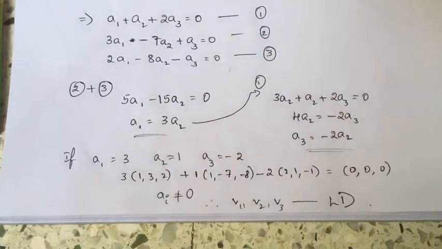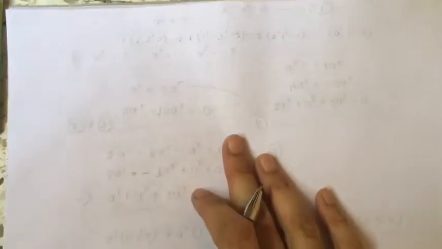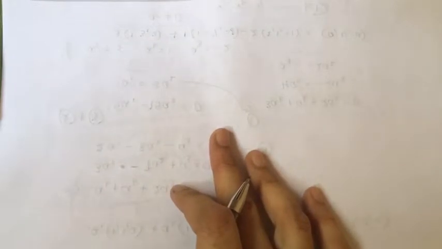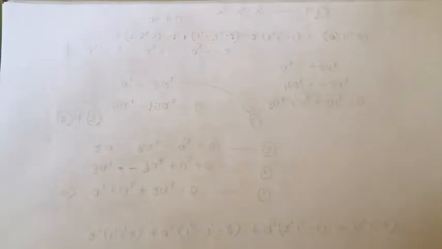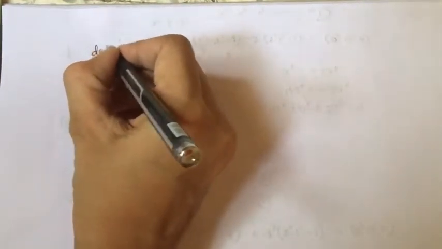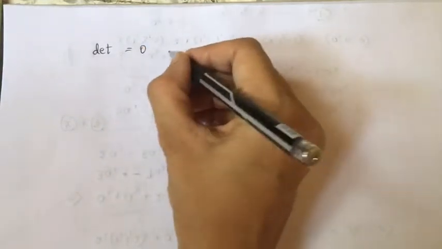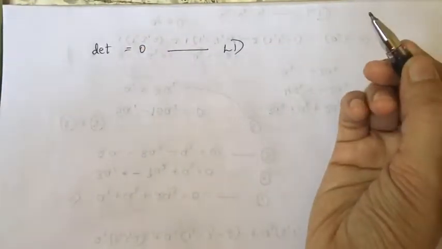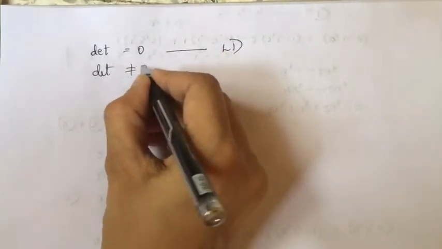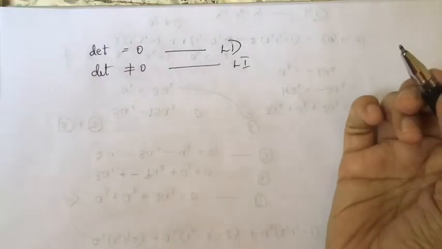This is one method of checking, and there are two more methods. If you are getting 3 equations with 3 unknowns, then checking for linear dependency is done using the determinant of a matrix. You write the coefficients in the form of a matrix, and you check the determinant of the coefficient matrix. If the determinant becomes 0, then the vectors are linearly dependent. If the determinant is not equal to 0, then the vectors are linearly independent.